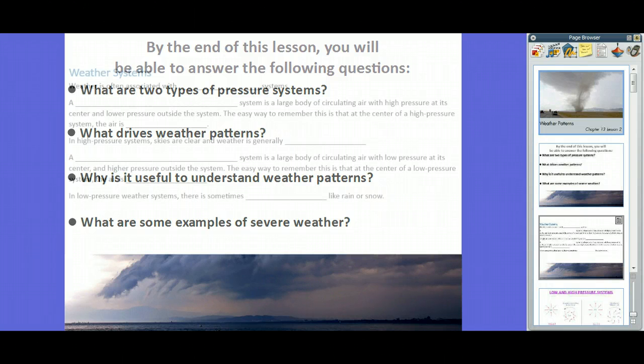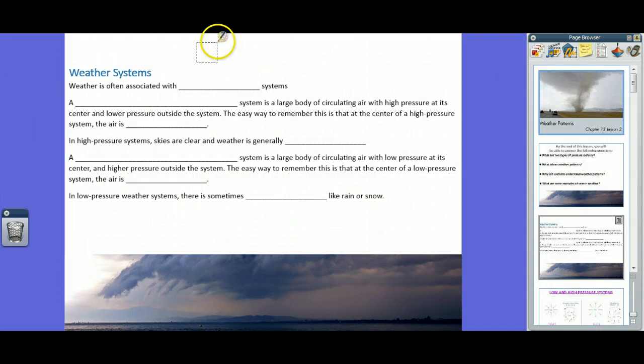And really, weather is often associated with what we call pressure systems. These are different areas of high or low pressure air. And a lot of times if you hear this stuff on the news with your weatherman or your meteorologist, you're kind of used to these terms already, but we're going to discuss them in a little more detail. So let's go ahead and get going with these.